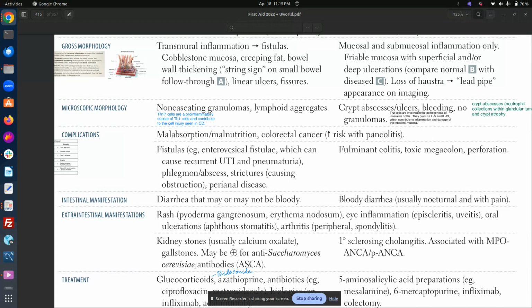Normally, let's go back again and talk about what happens normally. When we take dietary calcium, that calcium binds free oxalate and forms a non-absorbable compound, calcium oxalate, and that calcium oxalate then gets lost in the feces. Okay, but what happens in Crohn's disease?